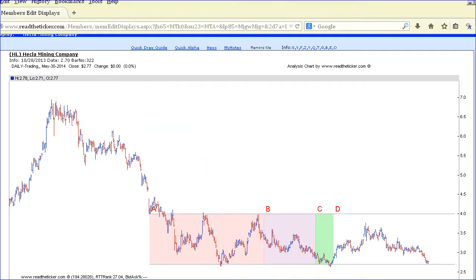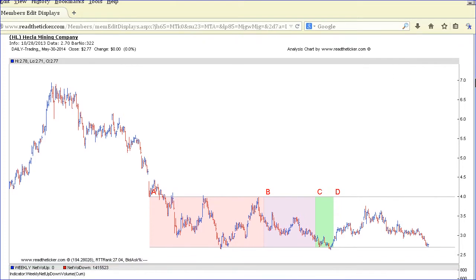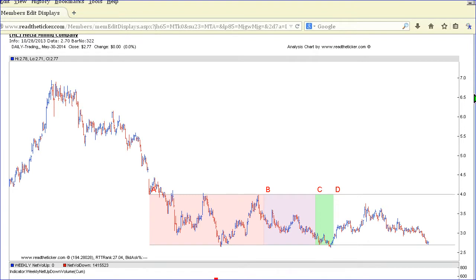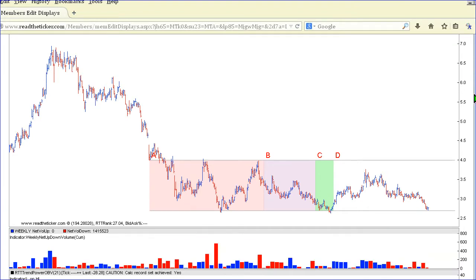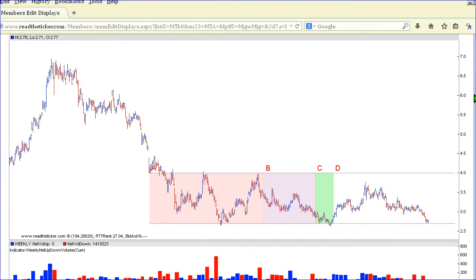Today we're going to look at a mining company called Helica Mining, HL symbol. We've just recently had a fall in mining stocks, or the GDX and the GDXJ. I think the HL is a member of the GDXJ ETF. So let's have a quick study.